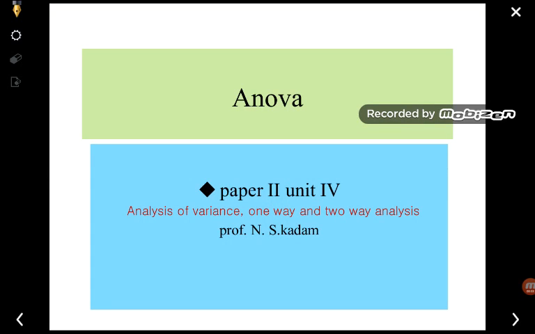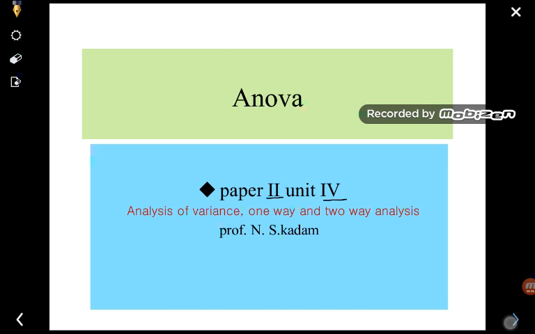Good morning students. Today we are going to cover a new topic from the statistical aspect, that is SEM 3 paper 2 unit 4. The name of the topic is analysis of variance, that is one way as well as two way analysis we have to cover today.